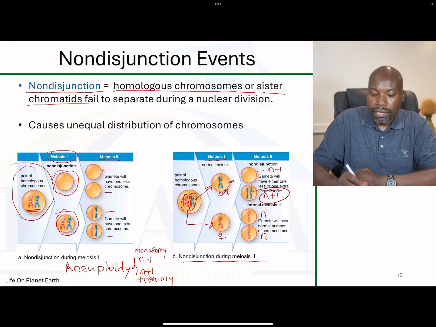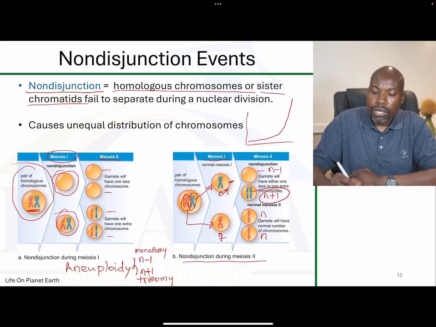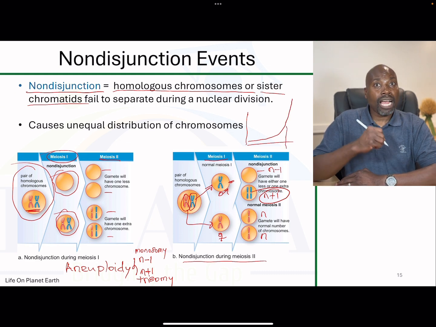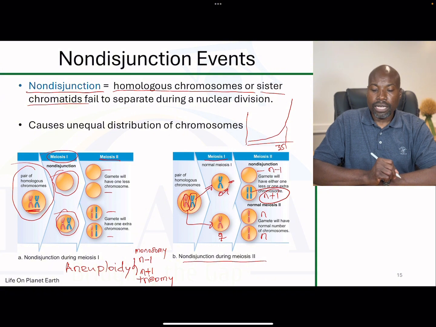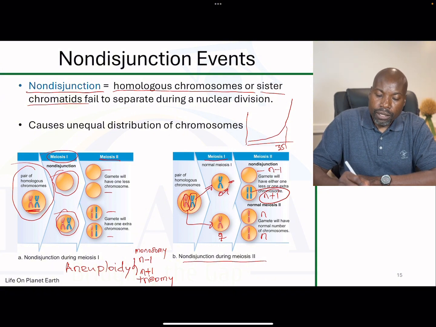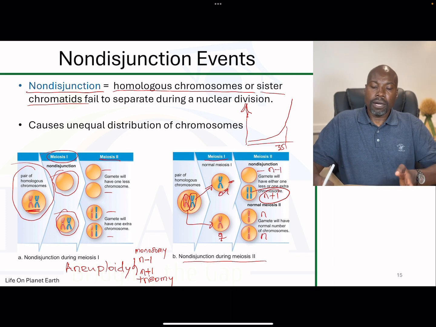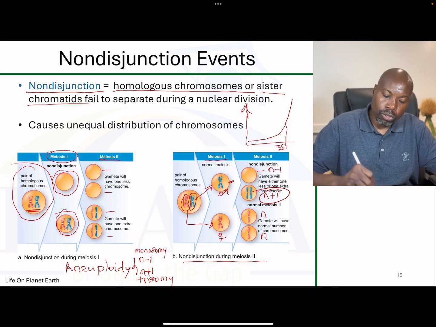When we look at the graph of the chances of having a child with trisomy 21, this is age 35 years old. And here, the chances of trisomy.